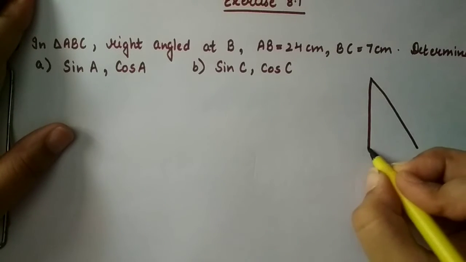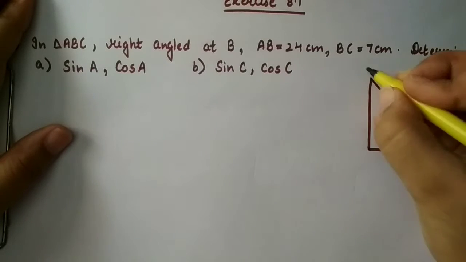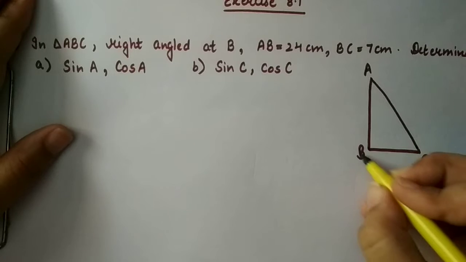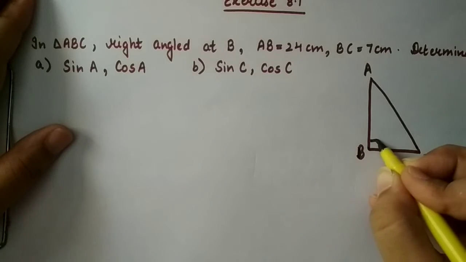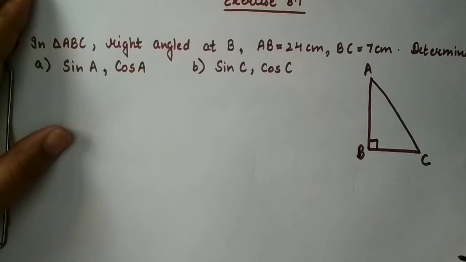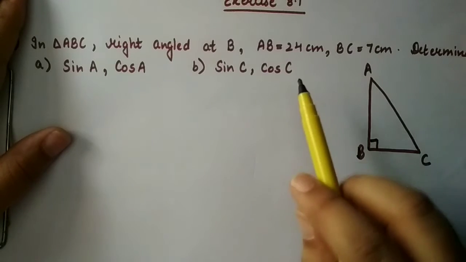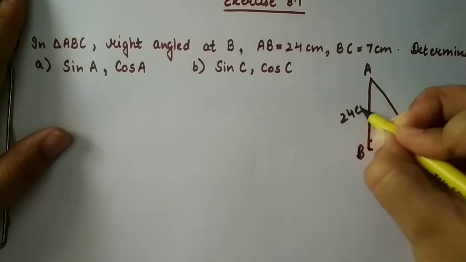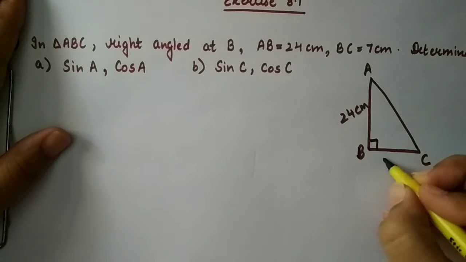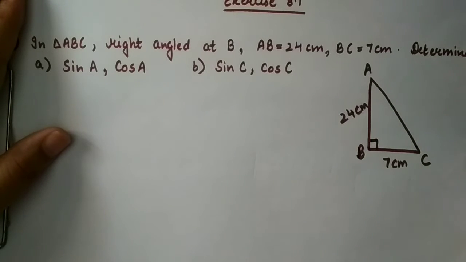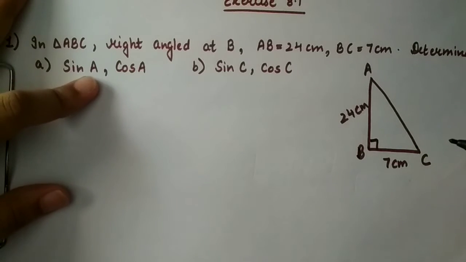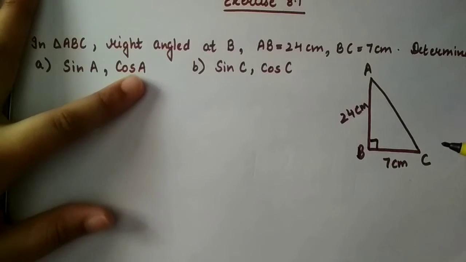So this is our right angled triangle A, B, C. We have written B here because it is right angled at B. So now it is given that AB is 24 centimeters, BC is 7 centimeters. And we have to find sin A and cos A in first part.